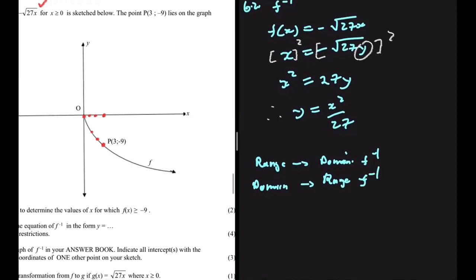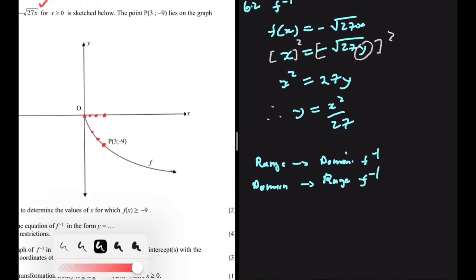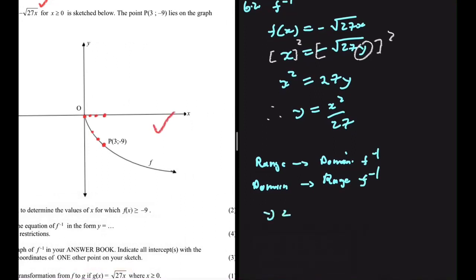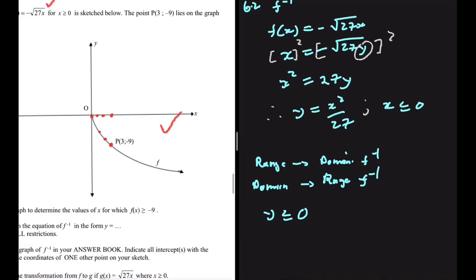If you look at the graph of f of x, you're going to realize that the range is y is less or equals to 0. So that tells us that the domain of our function will be x is less or equals to 0. That is a restriction we need to include.